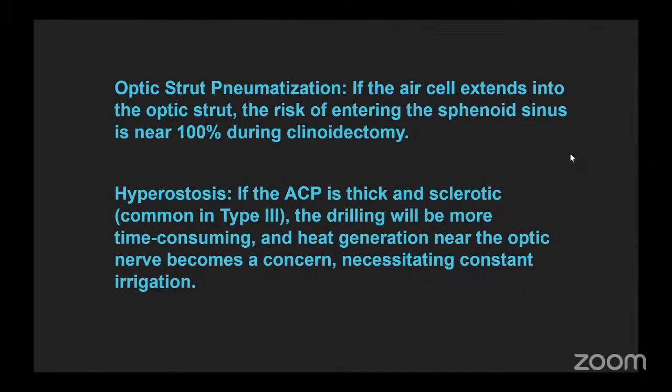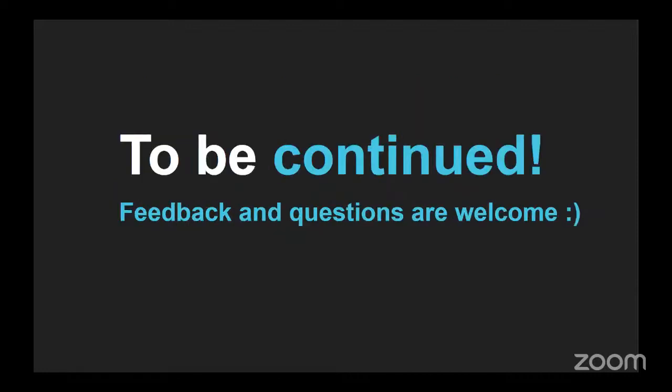If there's optic strut pneumatization as well, then the risk of entering the sphenoid sinus is nearly 100%. And we have already discussed if there's hyperostosis, there's going to be more bone dust, there's going to be more heat. So if the ACP is hyperostosed significantly, do not plan intradural drilling. Am I clear till here? Yes. So this still ended up being longer than our usual sessions, but I really wanted to cover all the clinoidal anatomy in detail, because now when we do the clinoidal meningiomas, the presentation, the radiology, the surgery, they are going to be really easy, inshallah. Are you all clear or are there any questions?